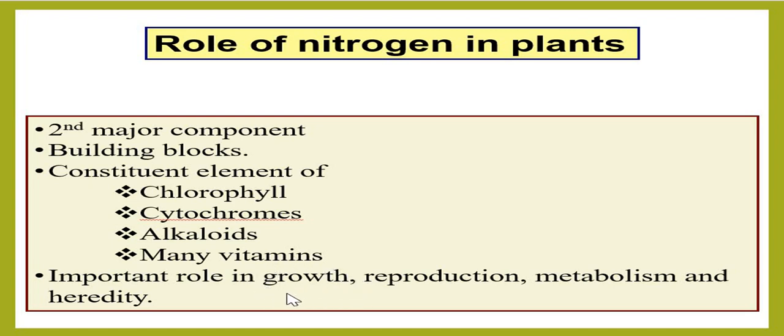And this nitrogen is also an important part of our genetic material, like DNA and RNA. Because it is an important part, it is also important in reproduction and heredity. Besides these, it is also a part of chlorophyll, cytochromes, alkaloids, and many vitamins. So it also plays a key role in metabolism. So nitrogen is a very important constituent of the plants.